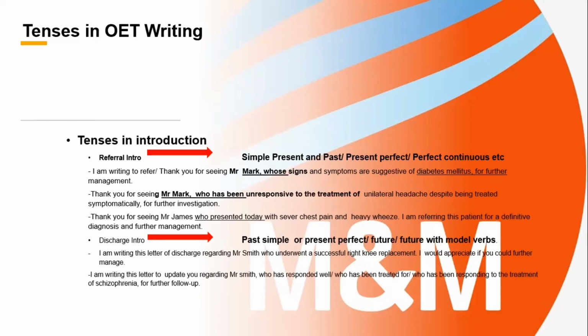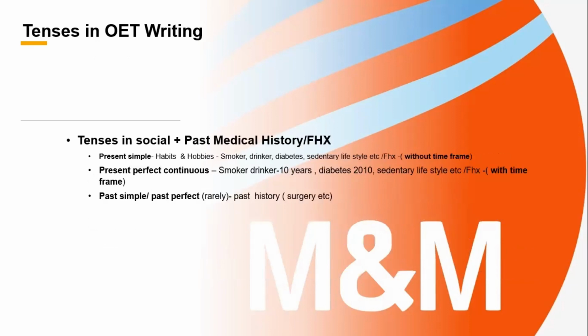Thank you for seeing Mr. X, whose signs and symptoms are suggestive of diabetes. Or thank you for seeing Mr. X, who has been responding well to the treatment of, let's say, such-and-such, or who presented today with severe chest pain. So these are a few examples I've written here to use present simple, present perfect, or present perfect continuous. Similarly, for a discharge, we can use past simple, present perfect, and so on.